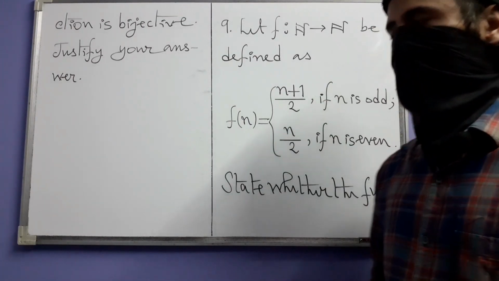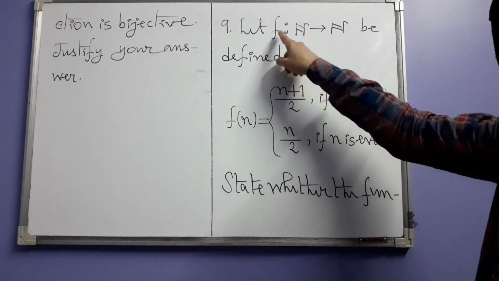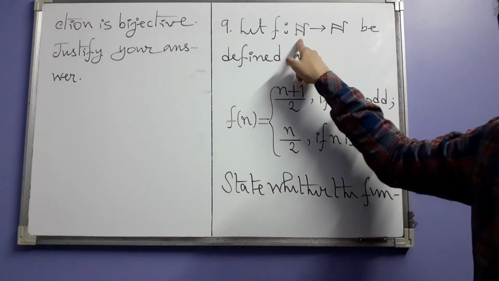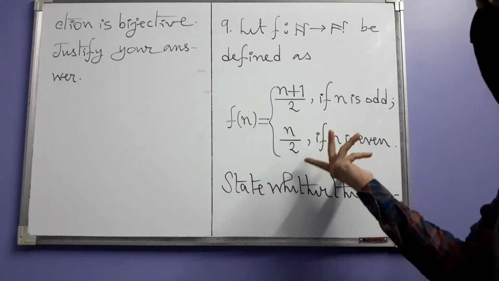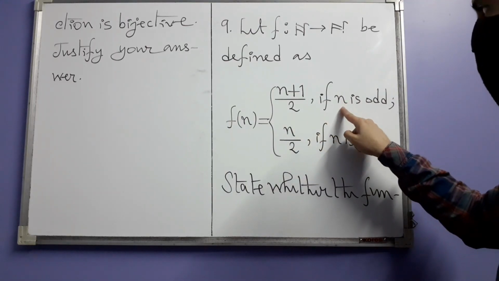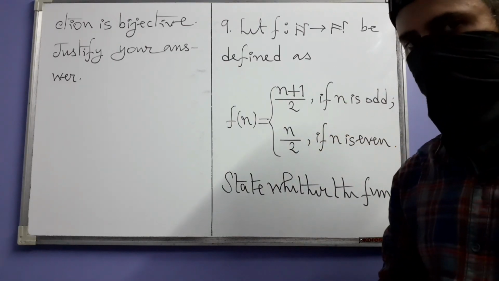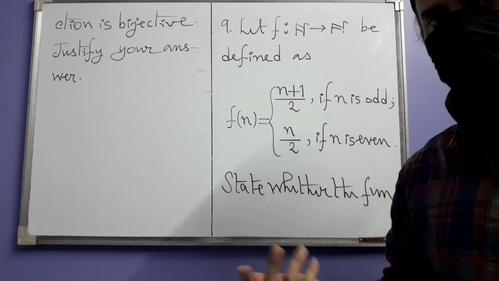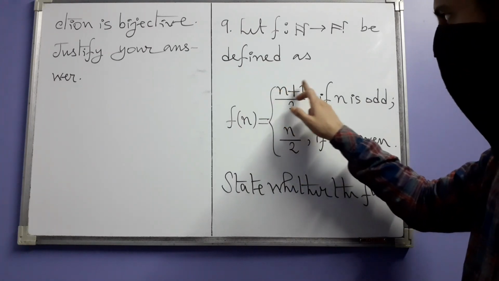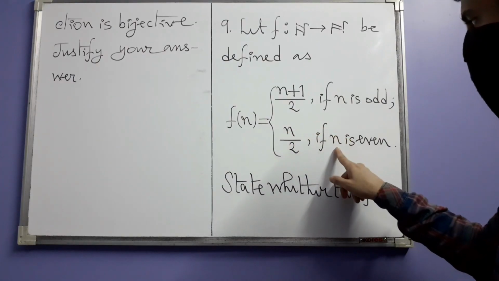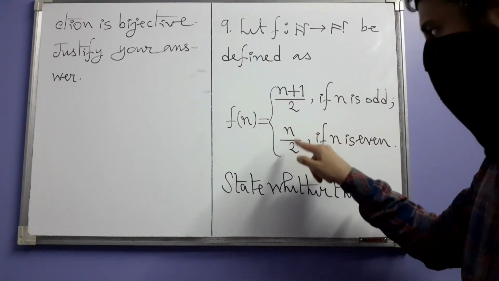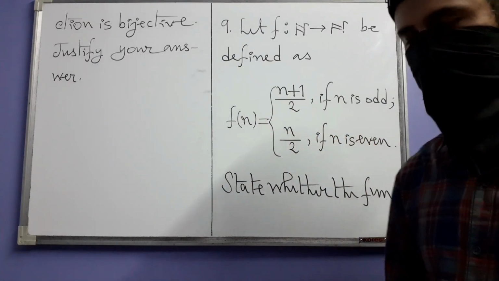Next we have number 9. Here you see a function from the set of natural numbers into itself, and the rule defining f is this. When your input n is an odd natural number, for example 1, 3, 5 like that, then the output is (n plus 1) divided by 2. Whereas if the input is even, then the output is 1/2 of it.